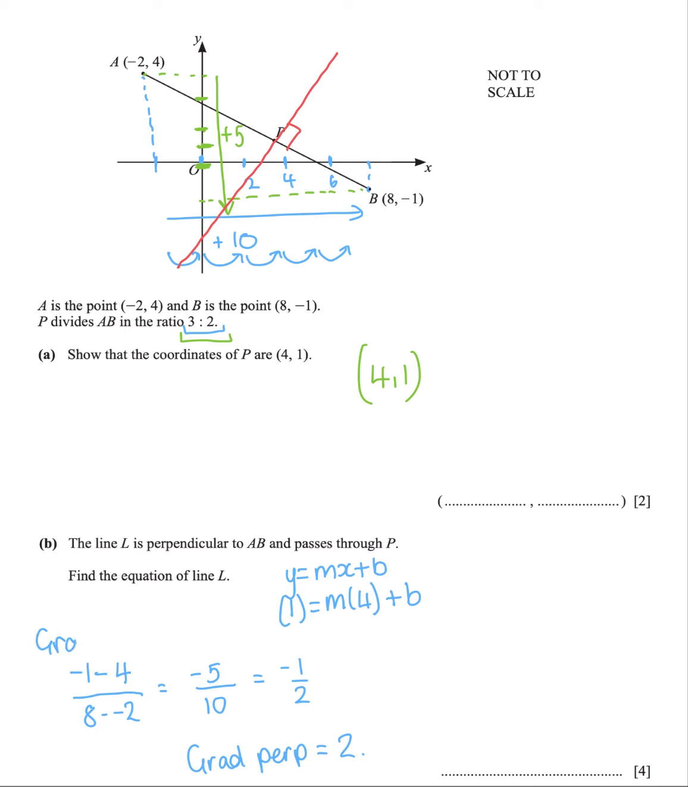This is the gradient of the original. So when I sub that in, I've got 1 is equal to the gradient, 2, times 4 plus B. So that's just using this idea here, but I now know that the gradient is 2. And I can now solve that to find B. So B is equal to -7. So my final formula is y is equal to 2x minus 7.